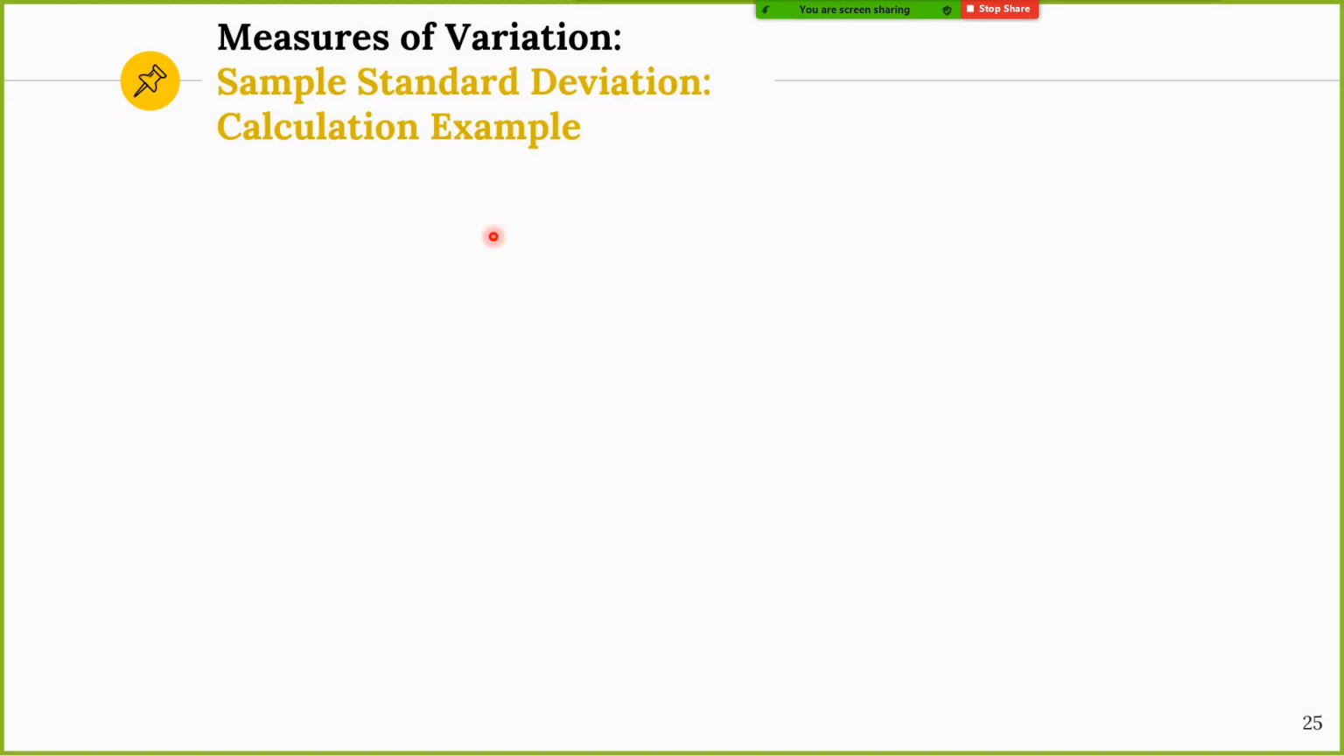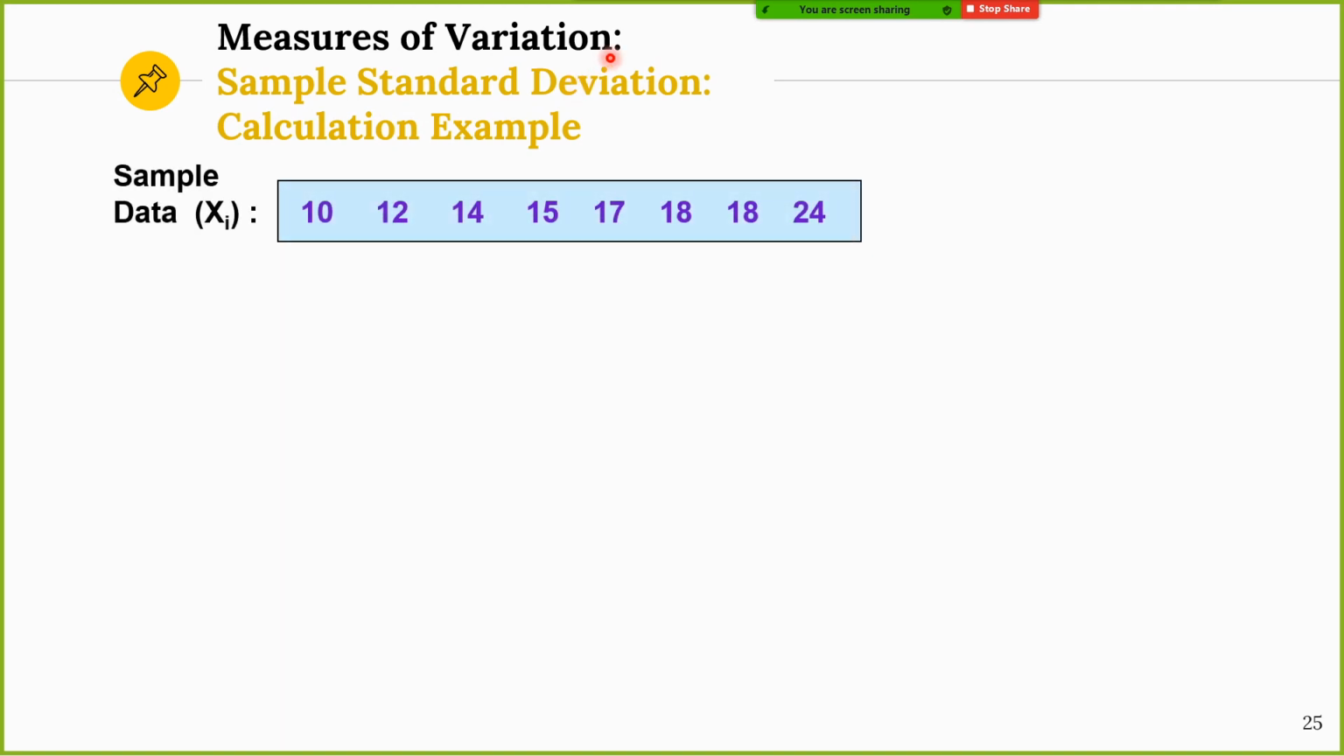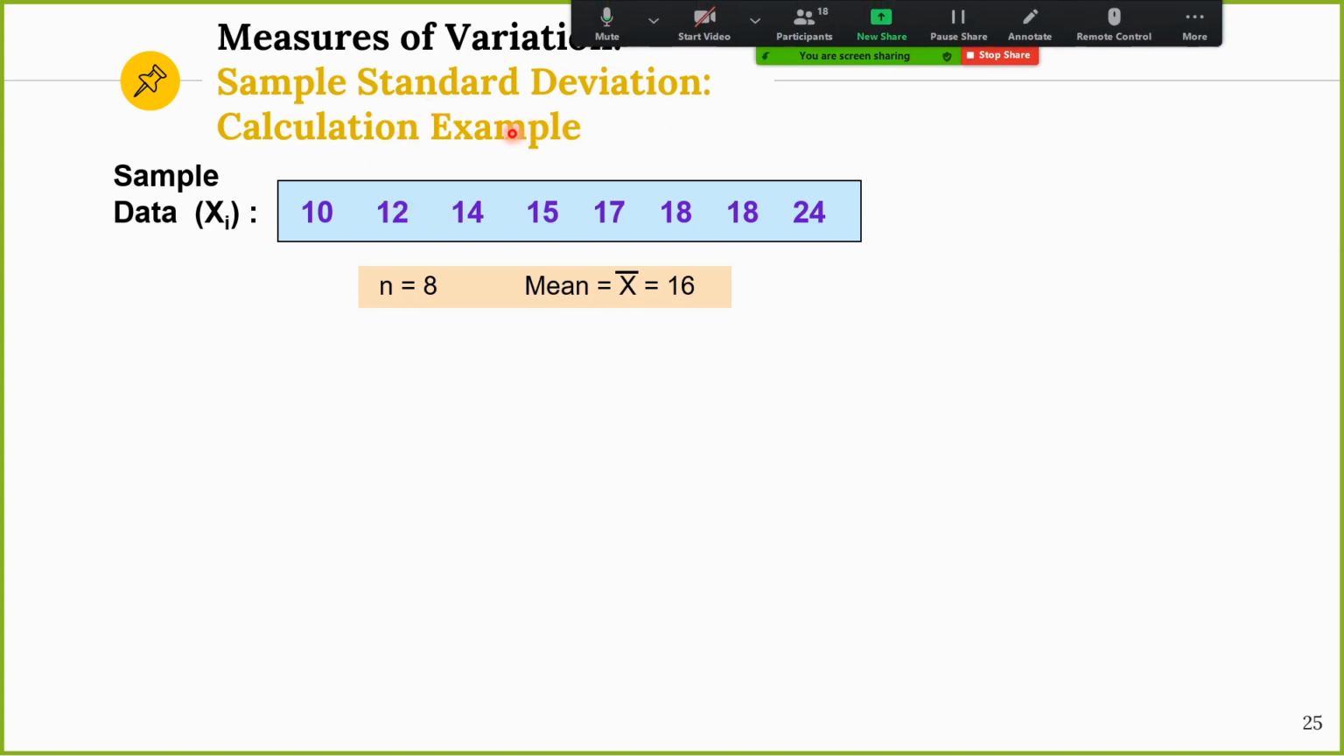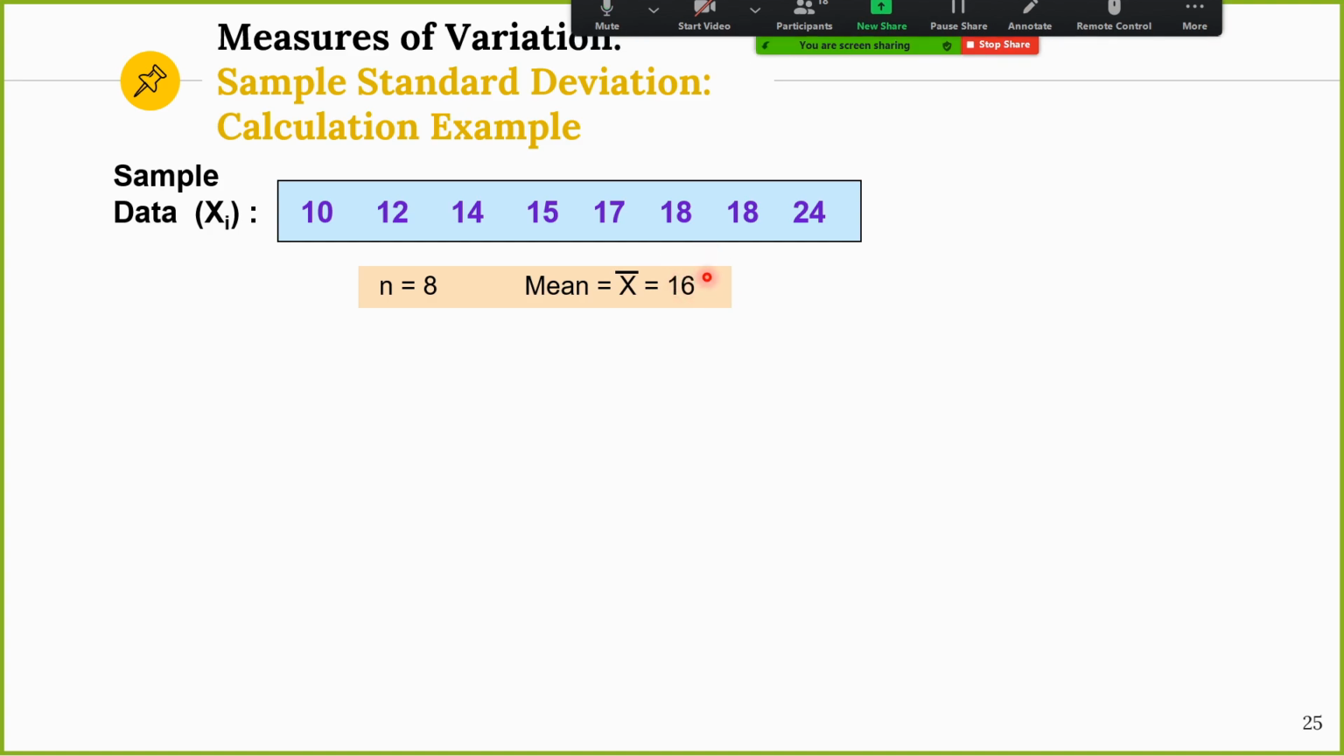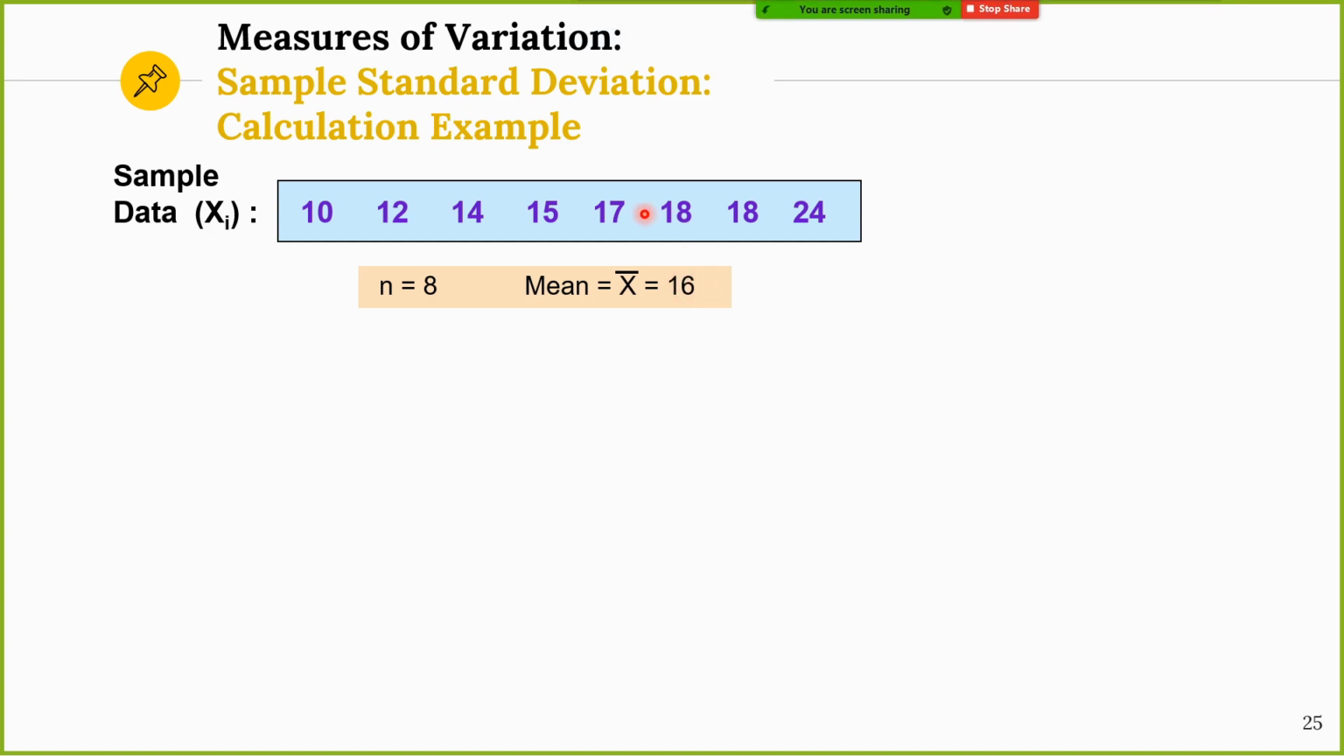So let's start with an example. Imagine that you have the sample data. You have n is 8, right? You have 8 data values here, and the mean is 16. So actually the standard deviation is only the average of how far each data value is from the mean.